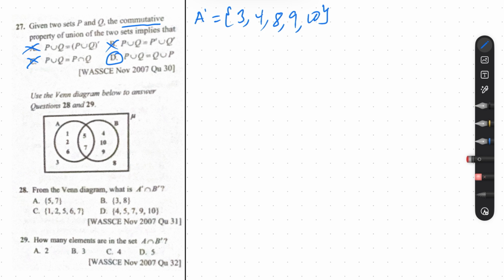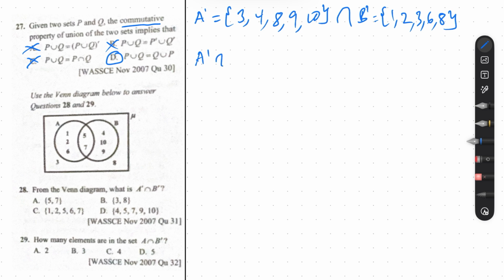So now let's do the same for B. B complement means everything outside of B, which is 1, 2, 6, 3, 8. So B complement, we said that is 1, 2, 3, 6, 8. Now we need to find the intersection of these two sets. So that will be A complement intersection B complement. What do we have?